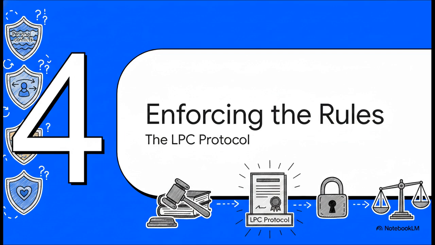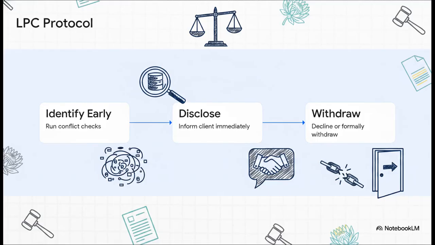Section 4, enforcing the rules, the LPC protocol. The Legal Practice Council demands a really strict 3-step protocol that practitioners have to follow. Step 1, identify it early. Law firms are required to run extensive database conflict checks before they even touch a new file. Step 2, disclose immediately. If a red flag pops up, they have to tell the client right away, openly and transparently.